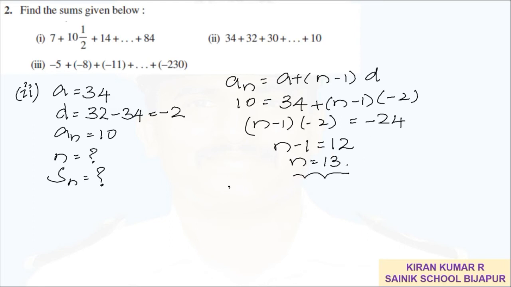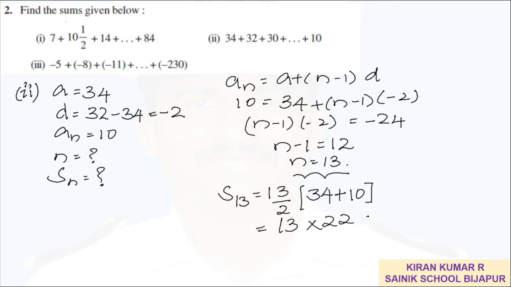So the sum of these 13 terms is n by 2, which is 13 by 2 times (a plus l), 34 plus the last term 10. We get 13 multiplied by 44 by 2, which is nothing but 22, so 286.